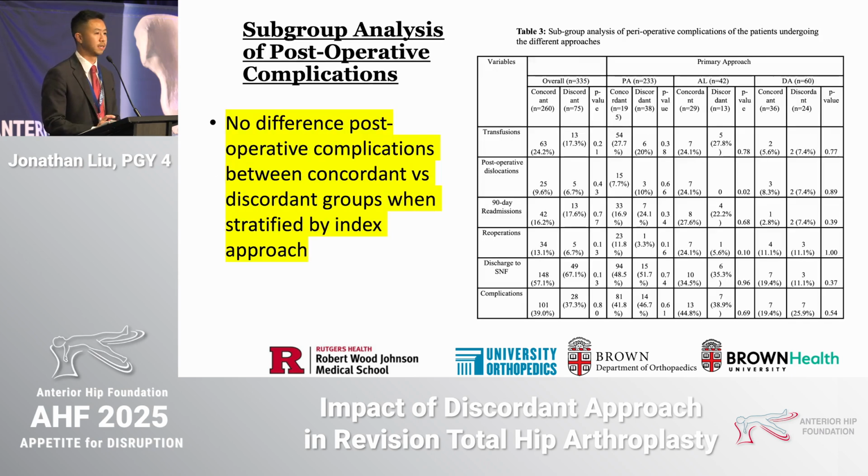From there, we wanted to look into this a little deeper, so we broke it down into three groups based off of the index primary approach. So if you see, there's a column for index posterior, and then whether the revision approach was posterior or a different approach, categorizing as discordant. And this was done for all three index approaches. Interestingly, there were still no significant associations with complications with discordance.